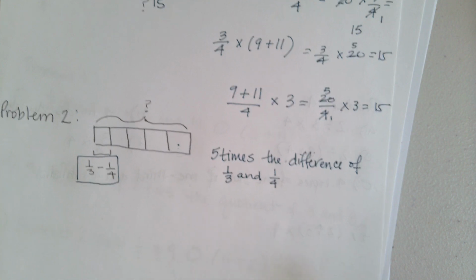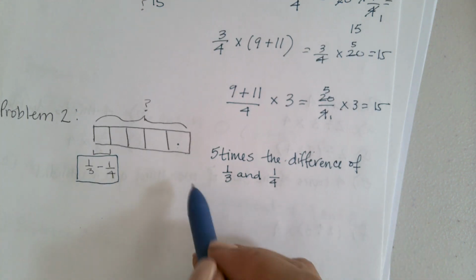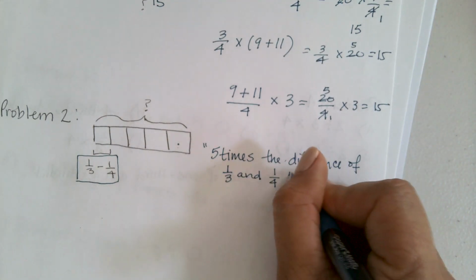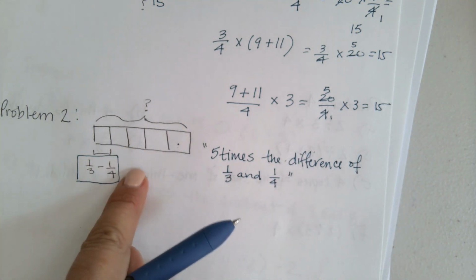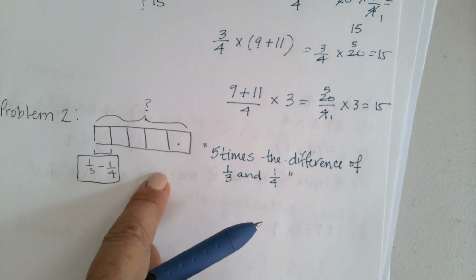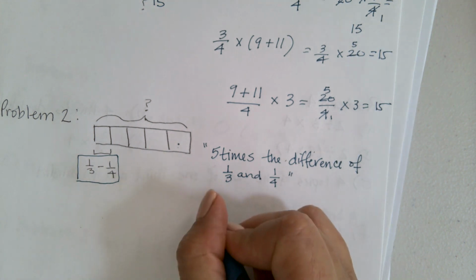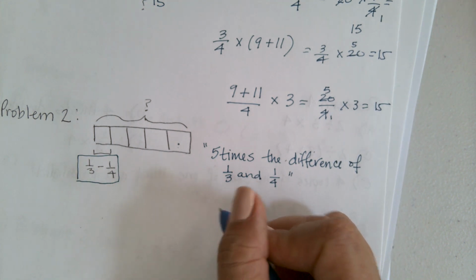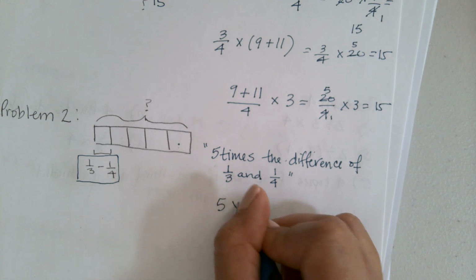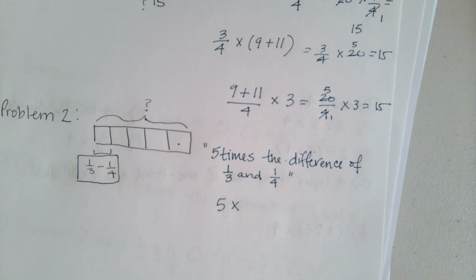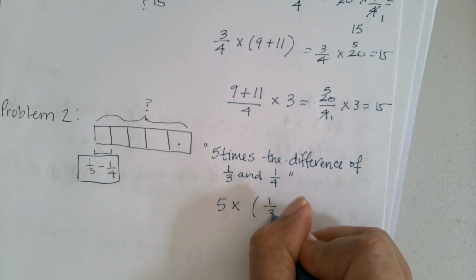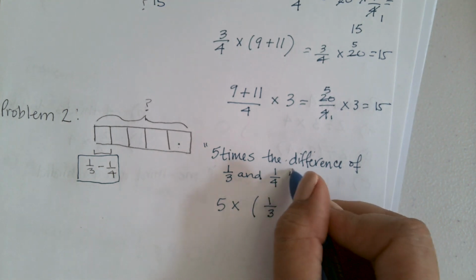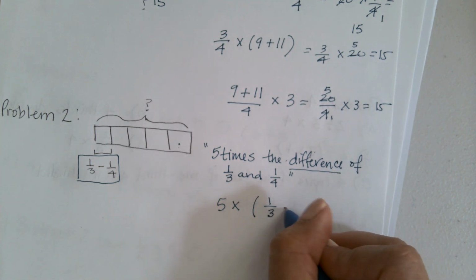All right, so you're ready to try this out? So these words mean the exact same thing as this model. So here we go. Now we're going to put the words into a numerical expression. 5 times 1/3, and it says the difference. What is the difference? Subtraction, right?